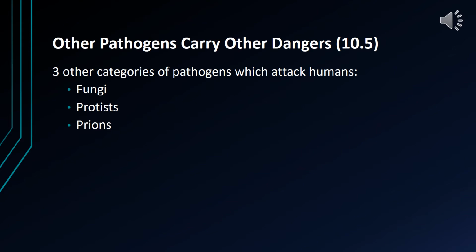Section 10.5: Other pathogens carry other dangers. So there are 3 other categories of pathogens which can attack humans, and these include certain types of fungi, protists, and prions. And we're just going to briefly cover each of these in probably one slide each. So be mostly concerned with the information related to bacteria and viruses.